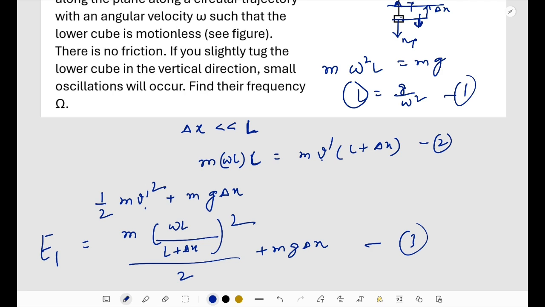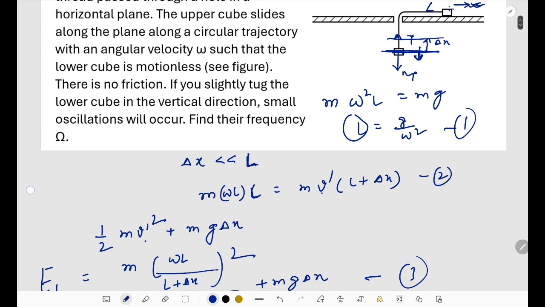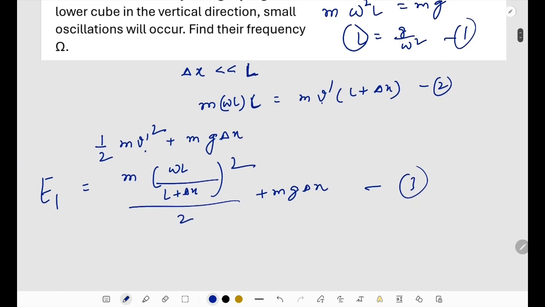Of course, potential energy was measured from this position, from the equilibrium position. Data was taken at the equilibrium position. Now I would like to use the mechanical energy conservation. So its mechanical energy, I would like to write this mechanical energy at the moment of passing the equilibrium position.